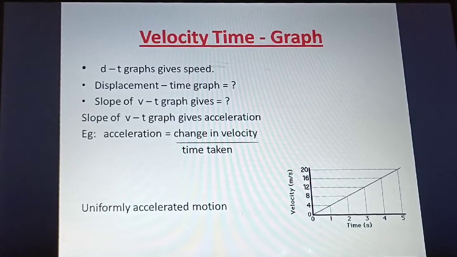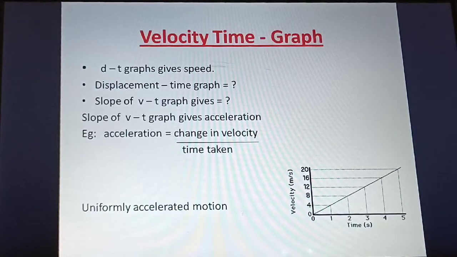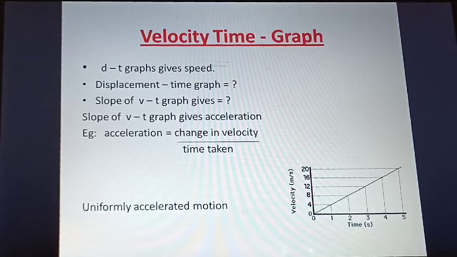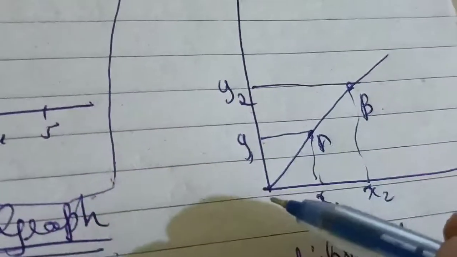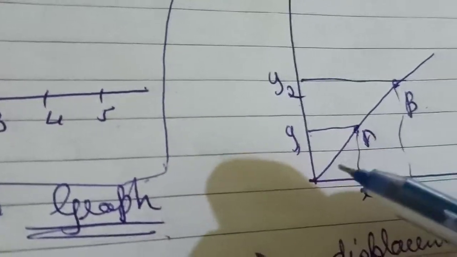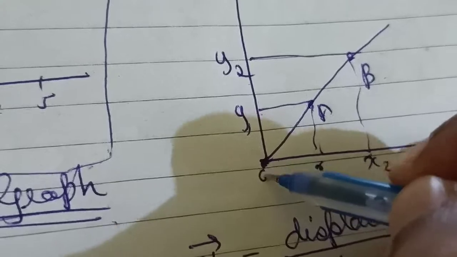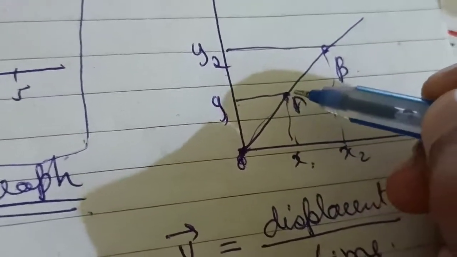Next we will move on to the velocity time graph. Now in the distance time graph, dt is nothing but distance time graph. So the distance time graph gives you speed, isn't it? Now what about the displacement time graph as well as the velocity time graph? What does the slope of the velocity time graph give you? Consider an example here: a moving body moves from the origin to A and then A to B.